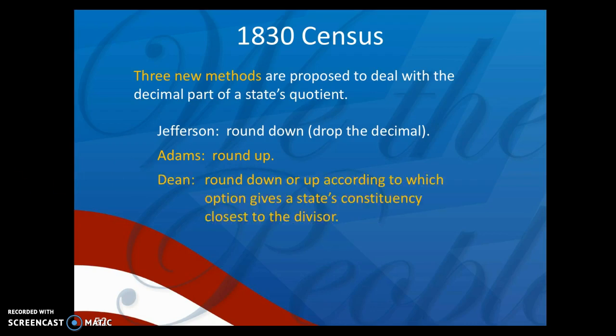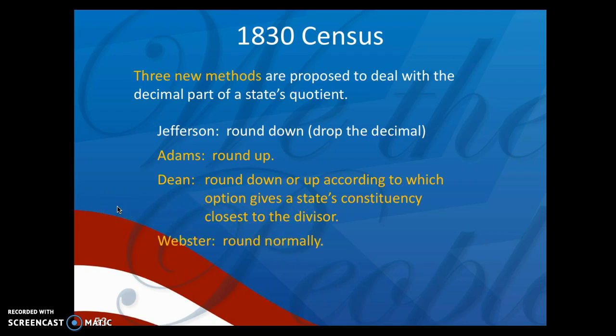Around the same time, James Dean, and this is a man after my own heart because he was not a politician. James Dean was a mathematician. He was a math professor at the University of Vermont. And this debate was going around. He was not a politician, but he was still interested in the debate. He proposed that you round the number up or down according to which option gives the state's constituency, again, this is the number of people per representative, closest to the divisor.